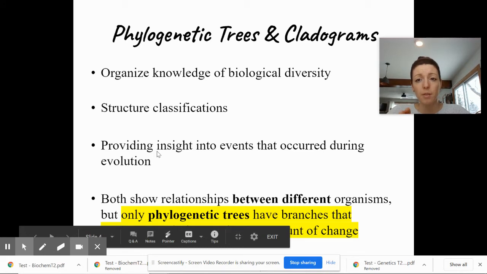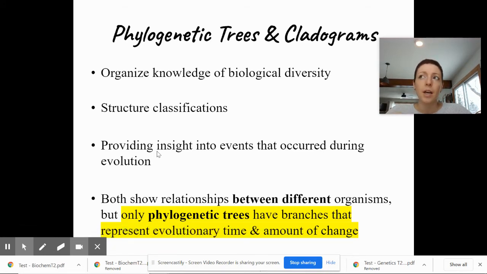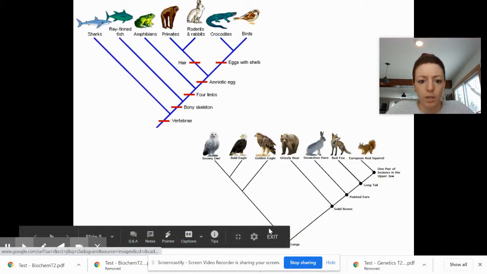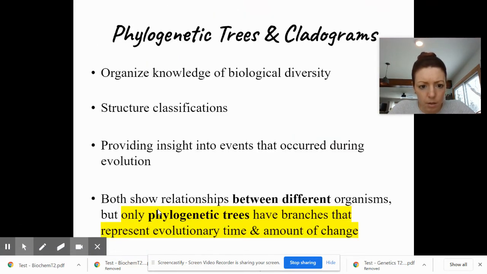The other cool thing about phylogenetic trees and cladograms, you can see where events happen sometimes that cause the speciation. So geography very closely lines up with those, and it's kind of neat to piece those things together. So you can see down here it says both show relationships between different organisms, but phylogenetic trees show the time. There we go. So phylogenetic trees have branches that show time and amount of change.